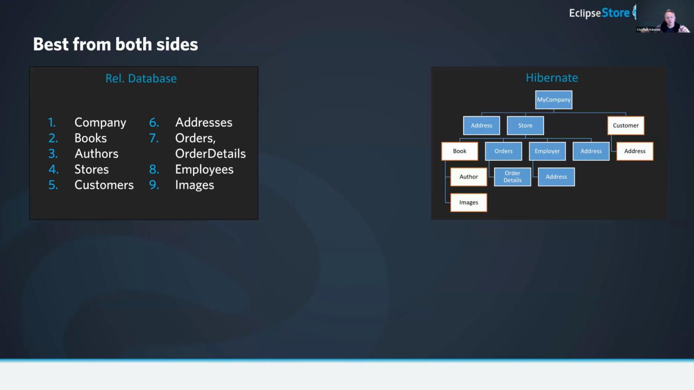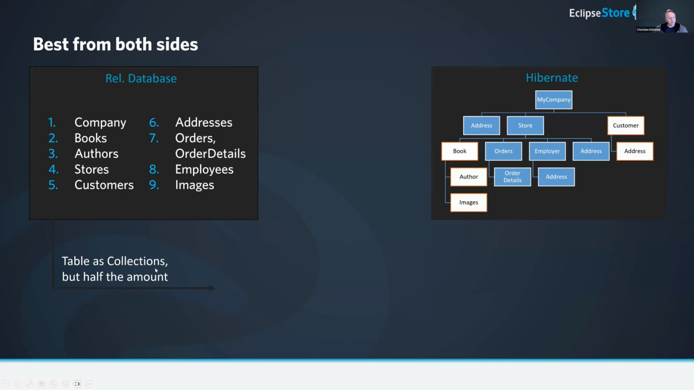And now we choose the best from both sides, I would say. From the relational database side, we choose the tables as collections. So that means in a basic way, we say, okay, we have 10 tables in the relational database, then let's create 10 collections in my object data model, right? That could be one solution, but then this is not an object-oriented way of having things.